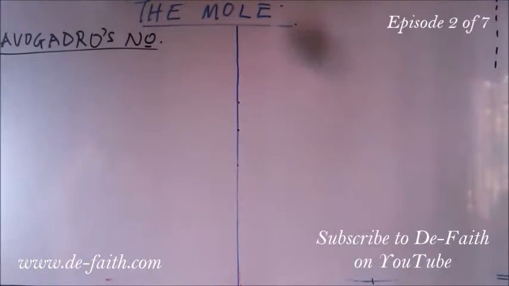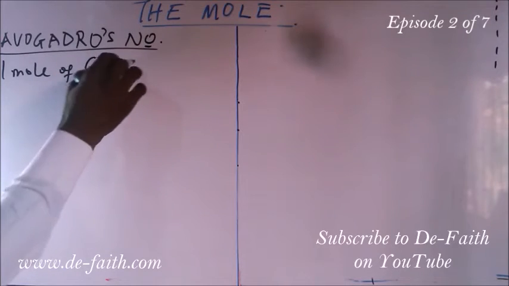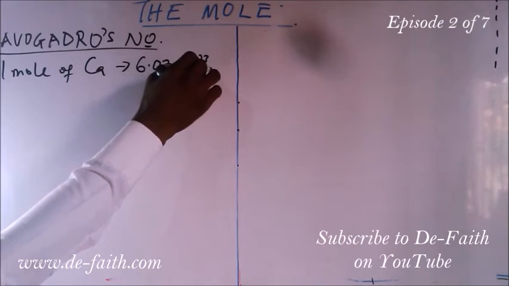The third part is that mole can be expressed in terms of the Avogadro's number of particles, and we said the particles could be atoms, molecules, and the rest. Now what we are saying is that 1 mole of calcium, for instance, will contain 6.02 times 10 to the power of 23 atoms.